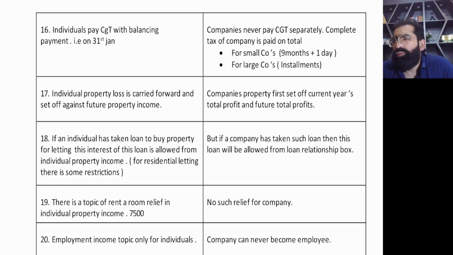But for companies, tax payment dates are very simple. If you are a small company, then it is 9 months plus 1 day after the end of the accounting period. And if you are a big, large company, then you have to pay in installments. Hope you remember the CGT of self-assessment companies.